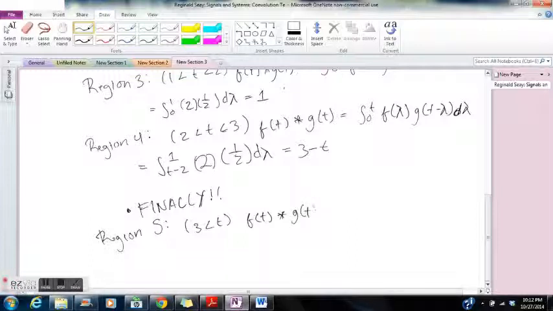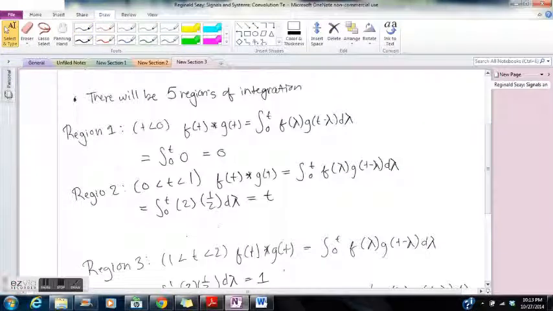which is equal to the integral from 0 to t of f of lambda times g of t minus lambda d lambda. And then this one looks like one we did before. You guessed it. It looks like the first one that we did. So we have our integral from 0 to t of 0, which is equal to 0. And we're done. Woo! We're done with convolution.